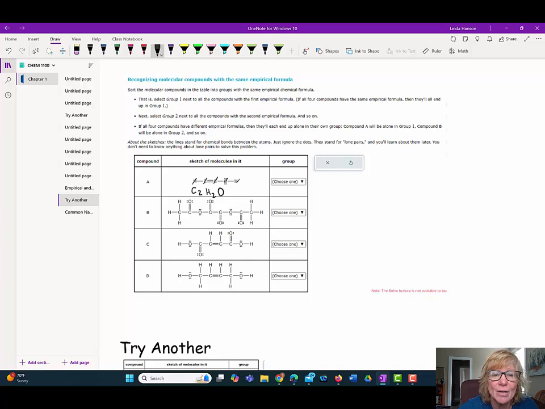I'm going to do the same strategy for molecule B. Let's count how many carbons there are. 1, 2, 3, 4, 5, 6. So I have C6. Let's move to the hydrogens next. 1, 2, 3, 4, 5, 6. And let's count how many oxygens. 1, 2, 3, 4, 5, 6.